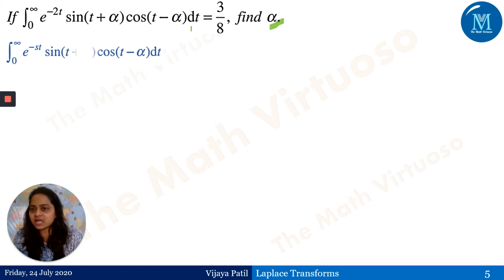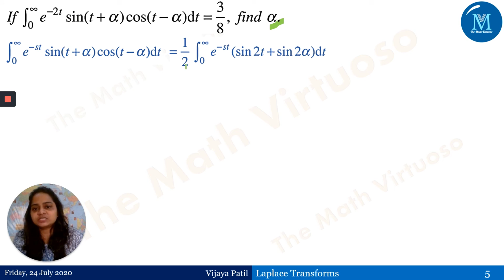So, this is the integral from 0 to infinity of e to the power minus st, sine(t plus alpha) cos(t minus alpha) dt, which equals 1 by 2 times the integral from 0 to infinity of e to the power minus st. What is the difference? Sine a into cos b is equal to 1 by 2 times sine 2t plus sine 2 alpha, that is just the a plus b, a minus b formula.